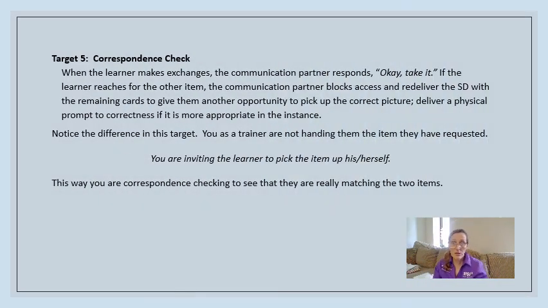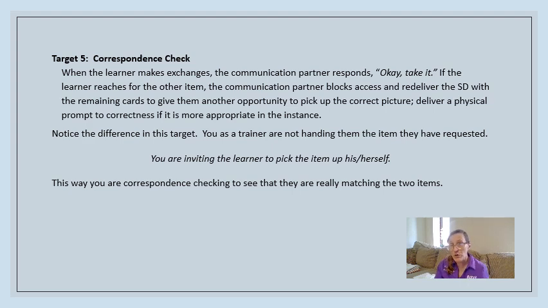Okay, so those tips that I gave you in the last video were all about targets 1 through 4. So I want to talk to you a little bit about target 5, which is this correspondence check. It's just a little cross-check that you do to make sure that the child is really matching the two items. They're matching the card with the item that they want that you have.